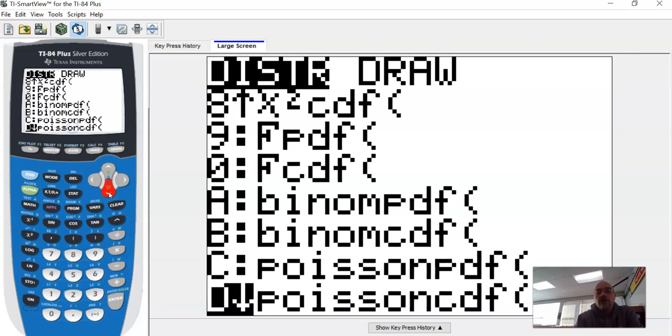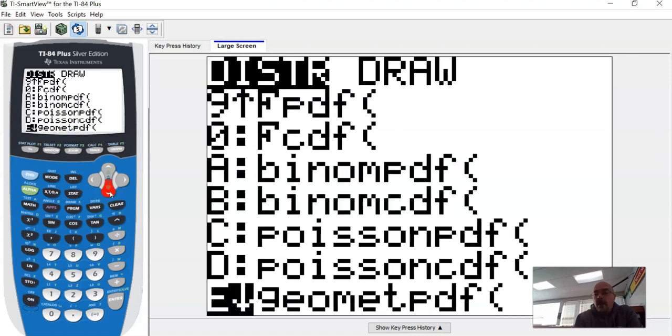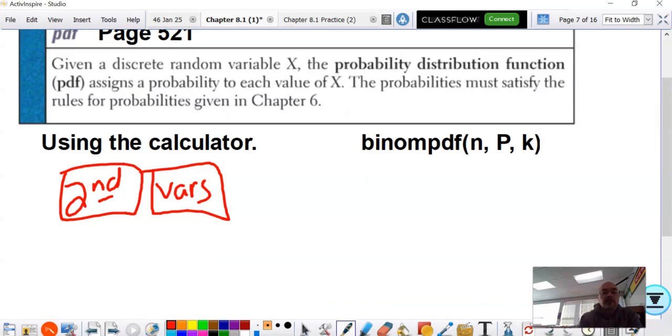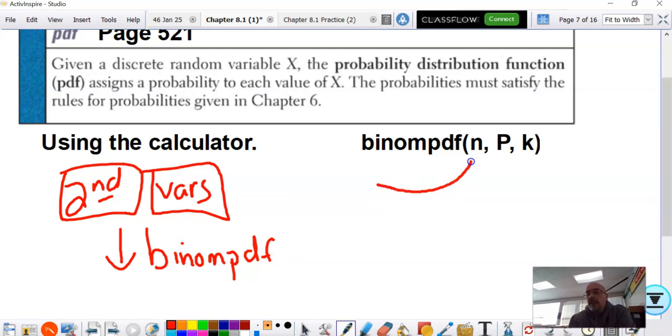All right, you will notice when I go down, I've got letter A, binomial PDF, and then I'll talk about binomial CDF here in a little bit. So, again, it's second vars, and then you scroll down to binomial PDF. Now, the n, ladies and gentlemen, that is the how many.